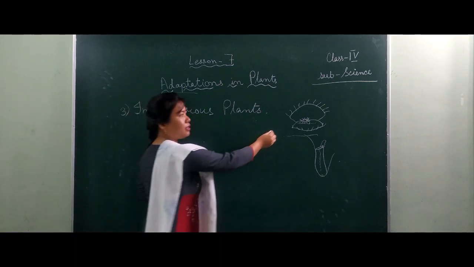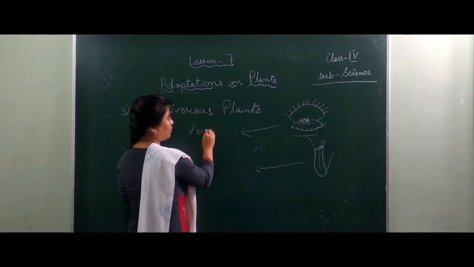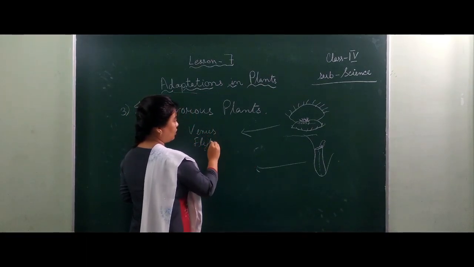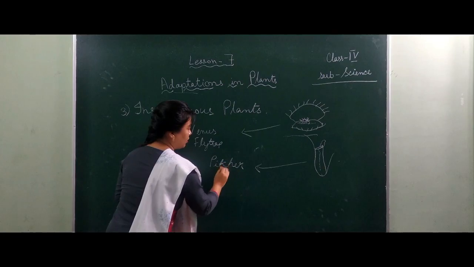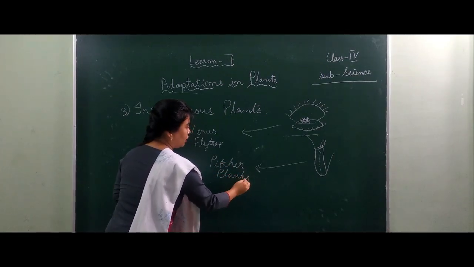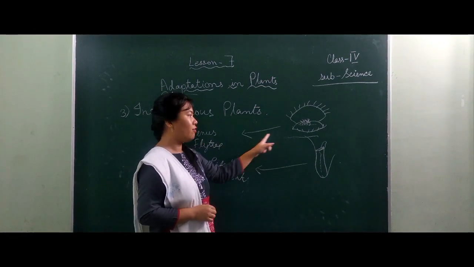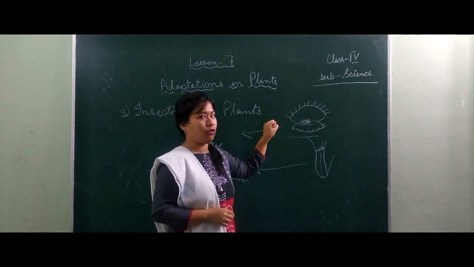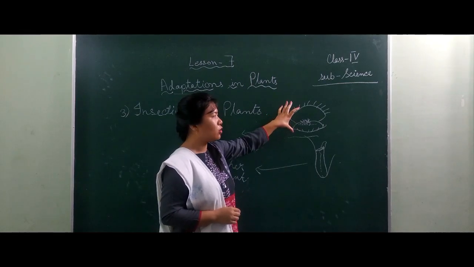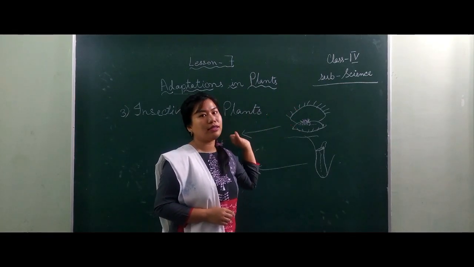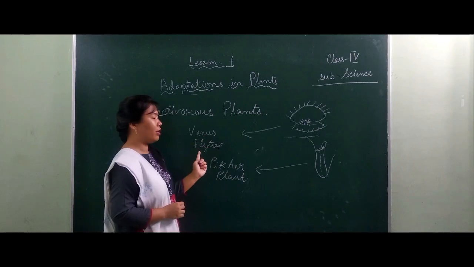Some examples are the Venus flytrap and the pitcher plant. You have all heard before the names of these insectivorous plants. The Venus flytrap has leaves that are half folded, and when an insect sits on the leaves, the two halves close shut, and then the insect is digested by the leaves. So this is what the Venus flytrap is.